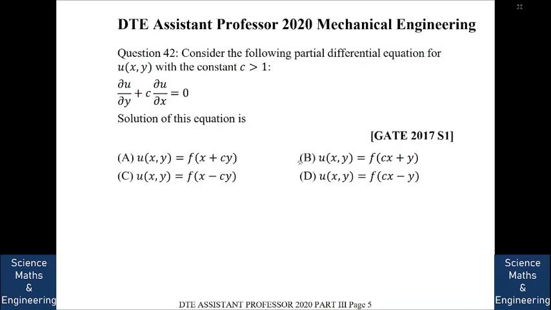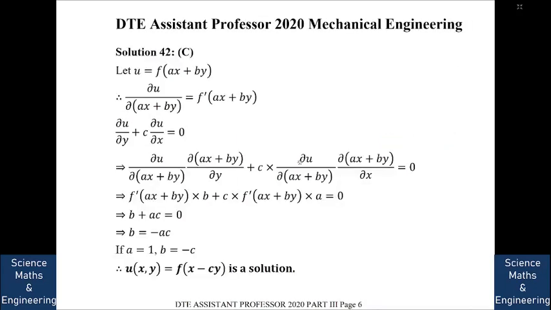Next, consider the following partial differential equation for u(x,y) with the constant c greater than 1: del u by del y plus c del u by del x equal to 0. You need to find the solution for this equation. Let u is equal to f of (ax plus by). Therefore, del u by del (ax plus by) is f dash of (ax plus by).